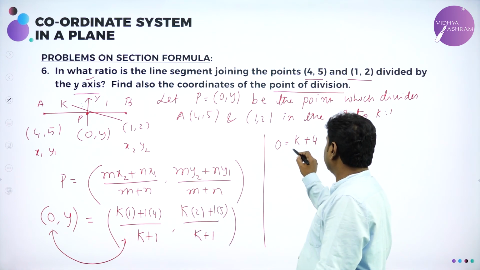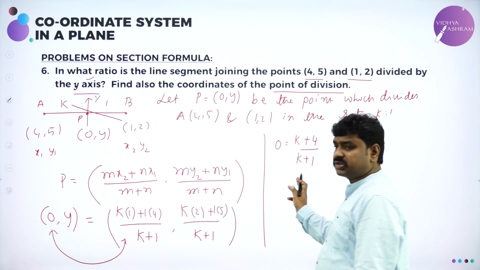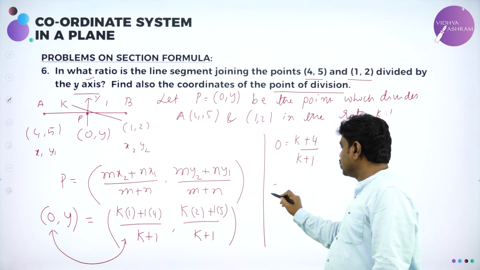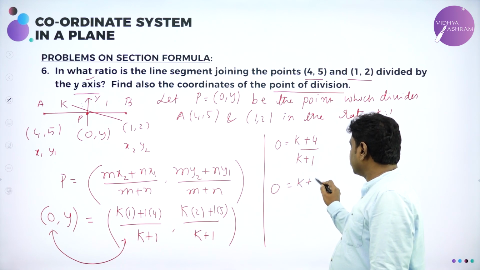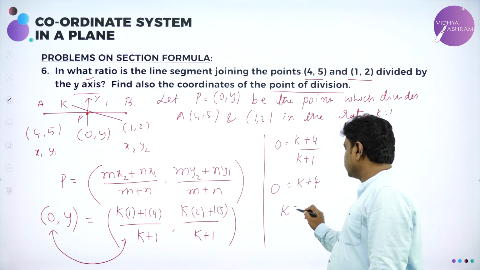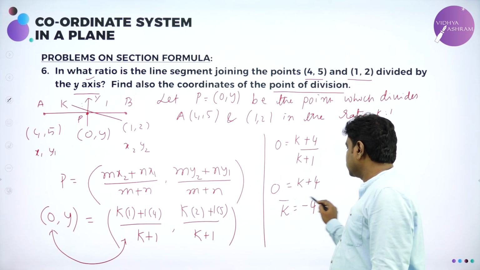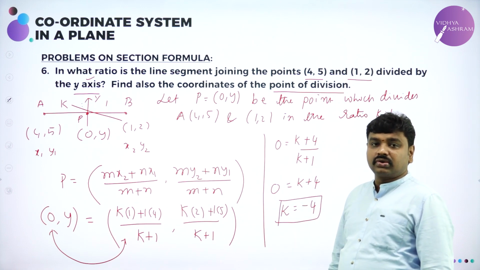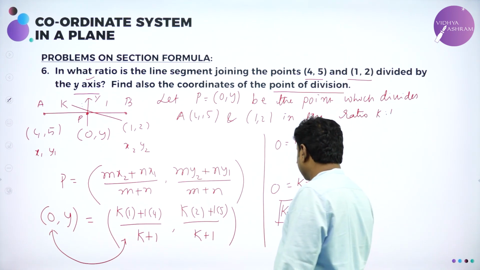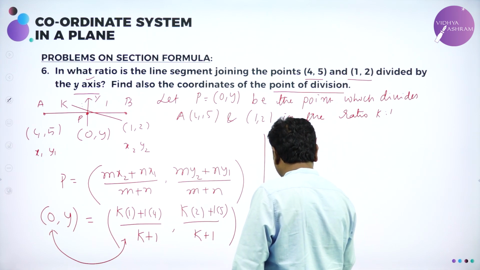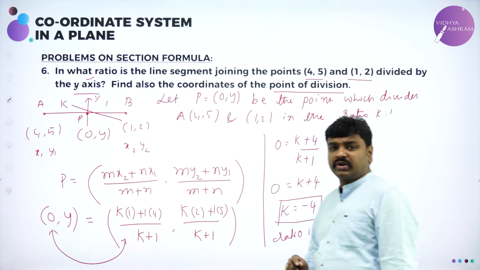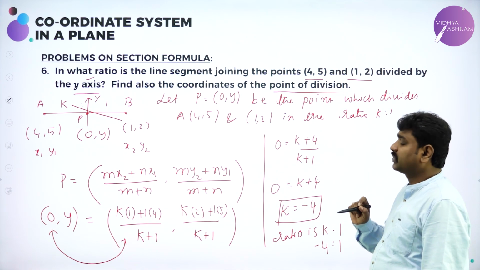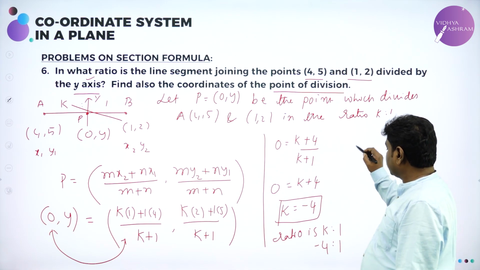divided by k plus 1, cross multiply. This goes that side. 0 into k plus 1 is 0 and you have k plus 4. You got the value of k. What is the value of k? k is minus 4. So k minus 4 means the ratio k is to 1, that is minus 4 is to 1. Minus 4 is to 1 means 4 is to 1 externally. Okay, now we got the k value.